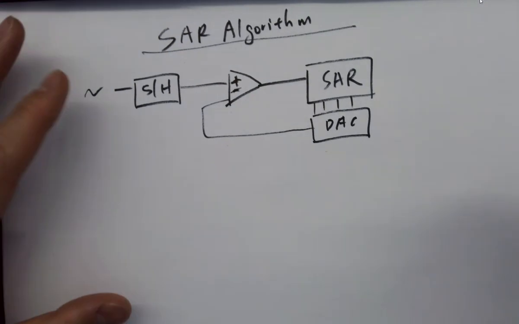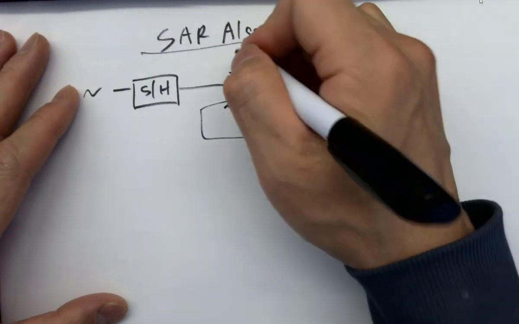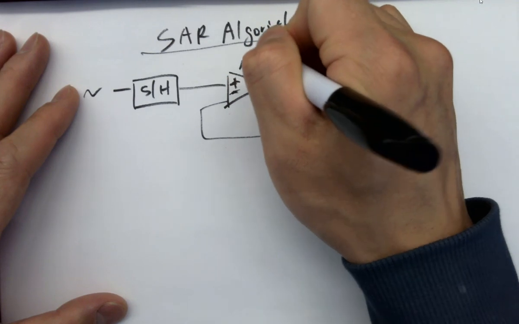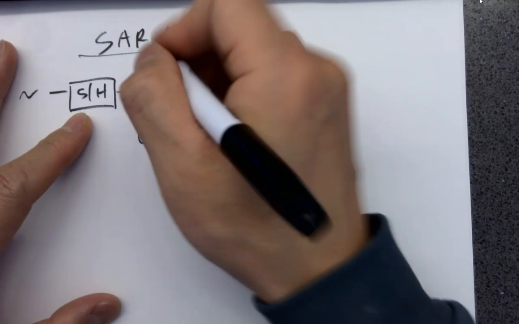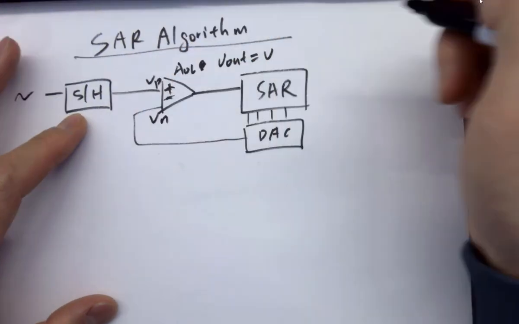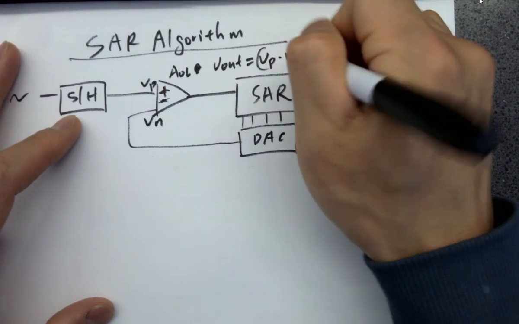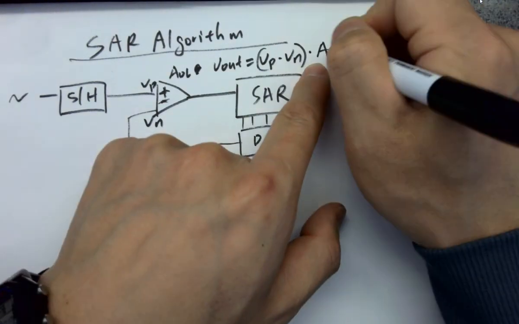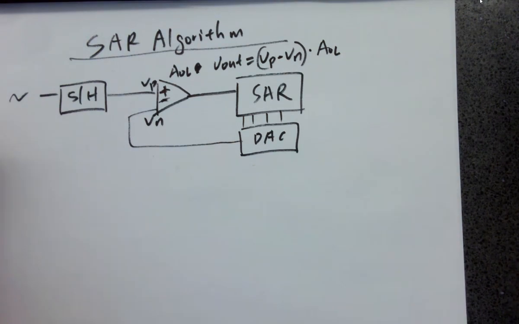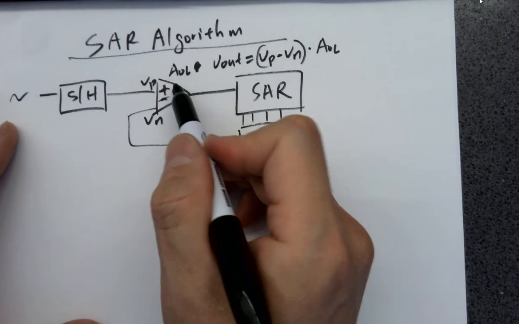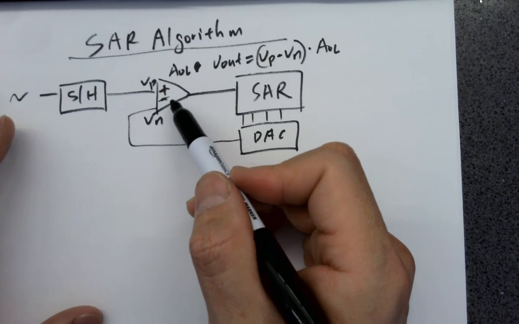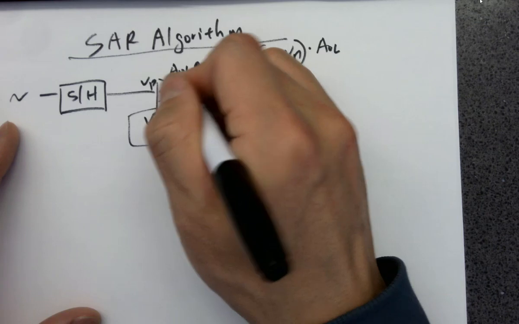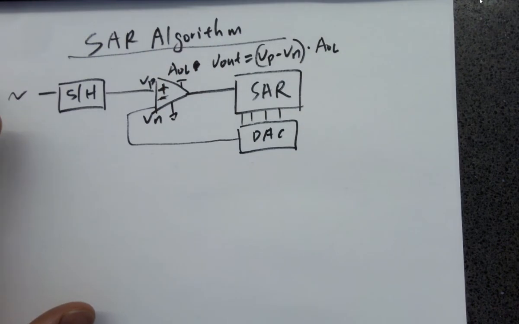So given that the comparator's open loop gain is AOL, V out equals VP, V positive, minus VN times what? AOL. Even though there's no feedback, does it have a power supply? Of course. In the power supply, right? So the power supply is rail to rail, and let's say it's 5 volts.